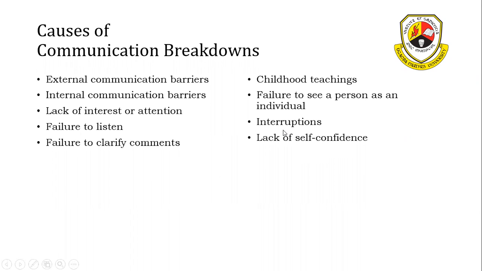Interruptions. So the interruptions can come again from both sides. Take an example, if I'm teaching you and I'm receiving phone calls at the same time, this would severely affect my communication. Lack of self-confidence. So all of these are key points to note. Some are within your control, some are not within your control. So take an example of external communication barriers, like network failure. Those are beyond our control.